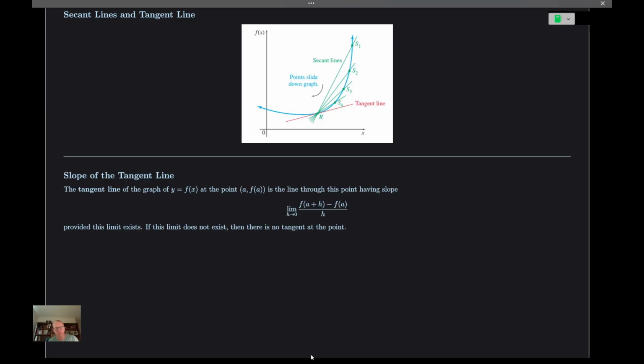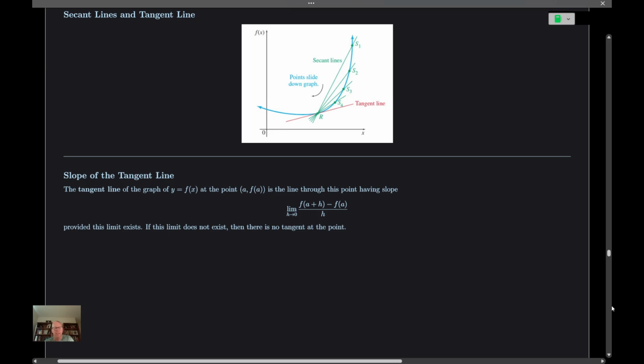In the last section, we talked about average rate of change, instantaneous rate of change. And that's going to bring us to this concept of the derivative that we're going to get to in this section, which is the most important concept that we cover this semester.